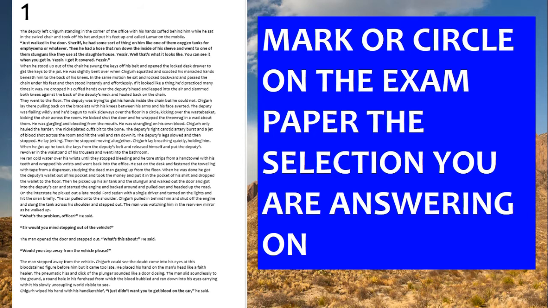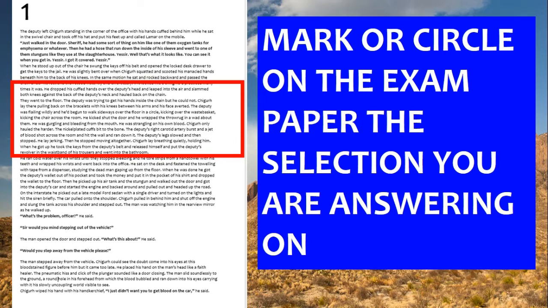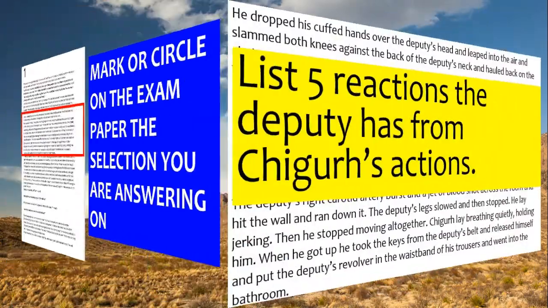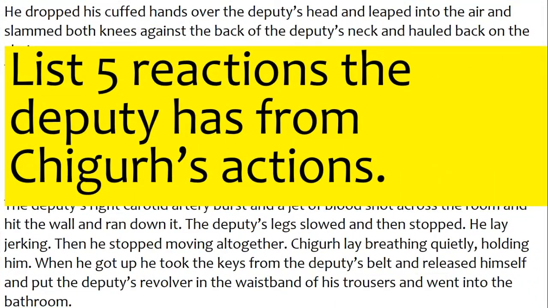Okay, there's my piece of paper again. Remember, my tip is highlight or circle or square, whatever, the part. Okay, and there it is. So all I know is that my 5 answers have got to come from this piece of the extract. So, list 5 reactions the deputy has.